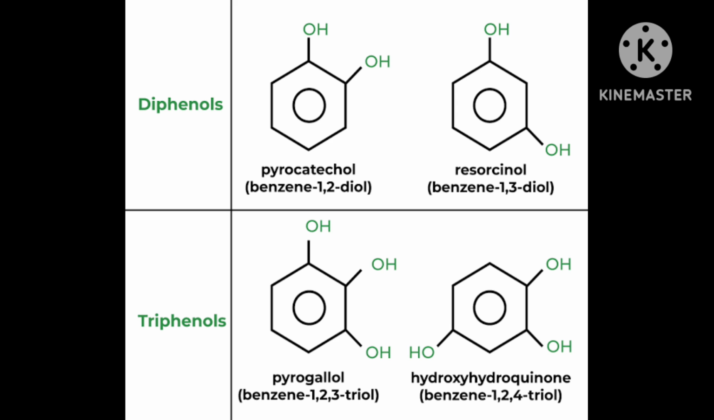3 carbons are there, so it will be propane. You have to remove the E, and OL you have to add. Then it will be propane triol. But now you have to write the position, the locant. In the first, second, third, all carbons have an OH group. Hence you have to write propane-1,2,3-triol. Okay.